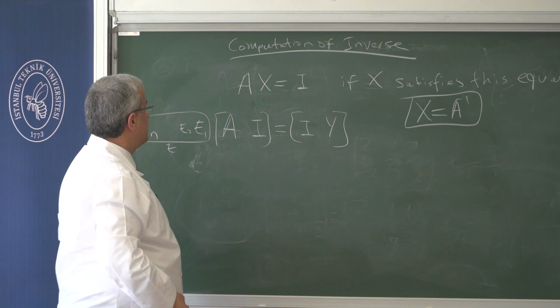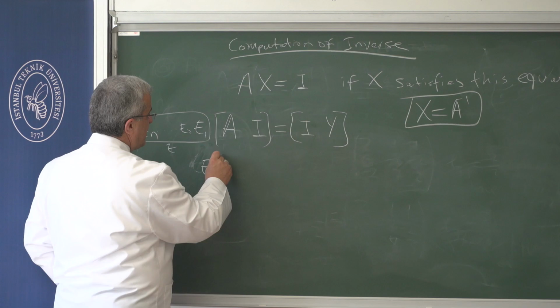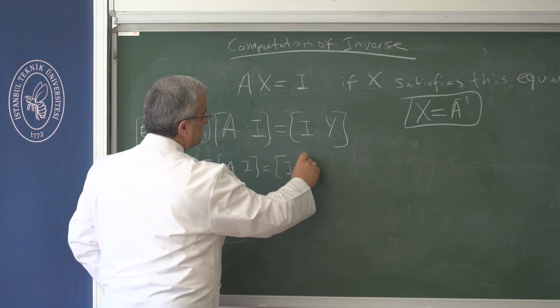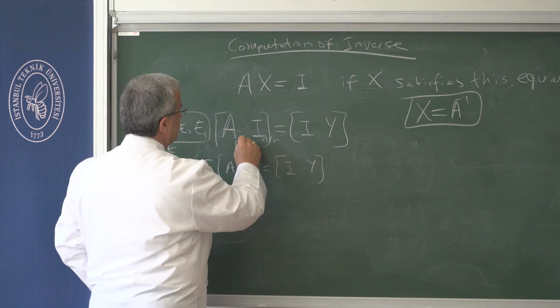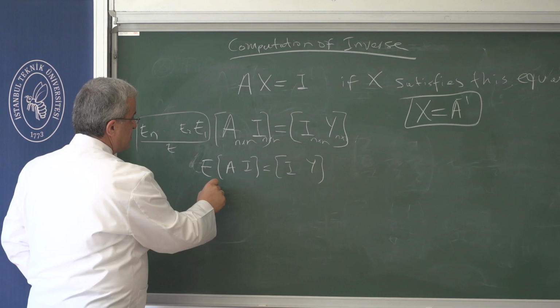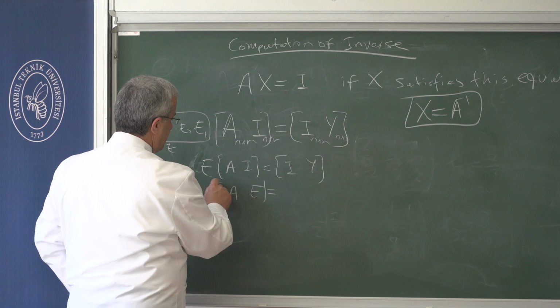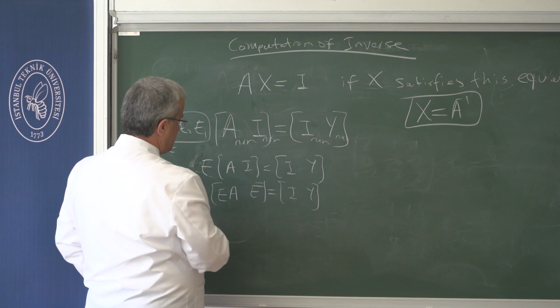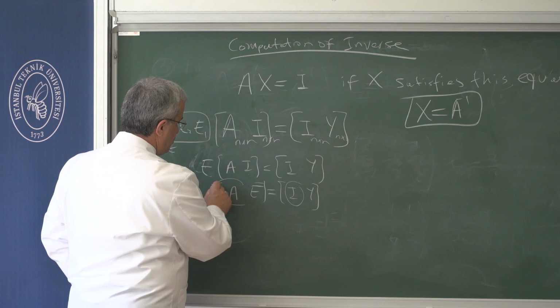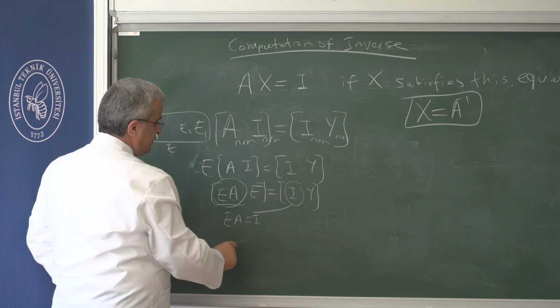So then we said that this E times [A I] is, of course, block matrices. This is N by N, this is N by N, this is N by N. Just block by block, if you equate them, you will have EA, and multiplication of any matrix by the identity matrix will give you itself, equal to I. So these two blocks tell you that EA is equal to identity. That means E is A inverse.